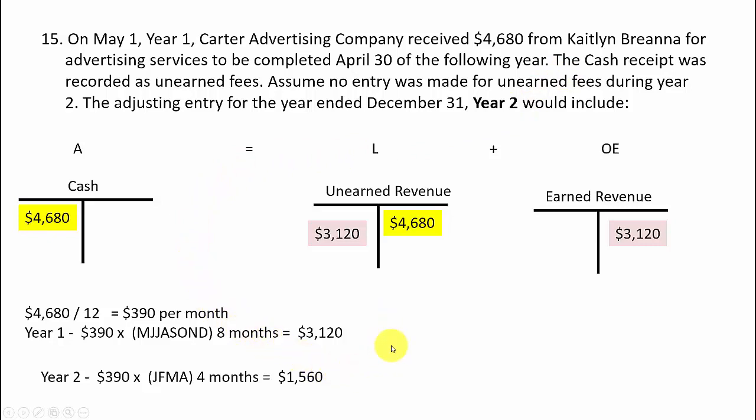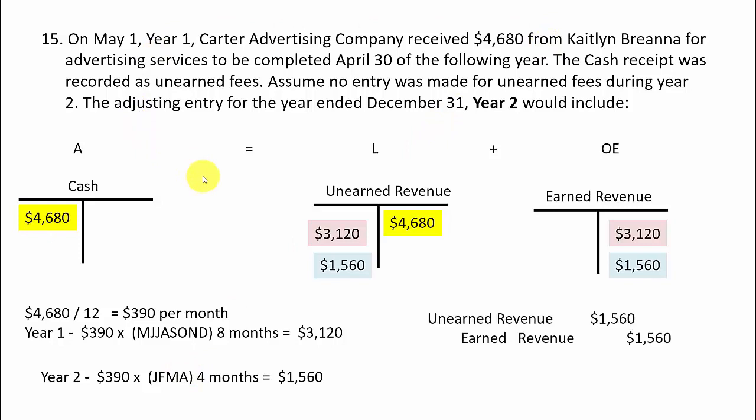So we'll make the entry at the end of year 2, and the entry will be a debit to this liability account, $1,560, and a credit to earned fees. And that will take care of earning all the other 4 months that are left on this advertising contract. And that's the end of the problem. So you could make the following adjusting entry: debit unearned fees $1,560, and credit earned fee revenues $1,560. And this is the adjusting entry they want. That's the question they want to have answered.